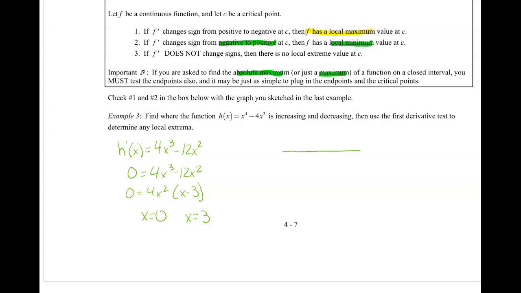Alright, and then I just make a sign chart because sign charts are great. And then I just plug numbers in before 0. That gave me a positive and a negative. In between 0 and 3, if I plugged in 1, for example, that's still going to give me a positive and a negative here. And then plugging in after 3 should give me a positive times a positive, so overall that's going to be positive.